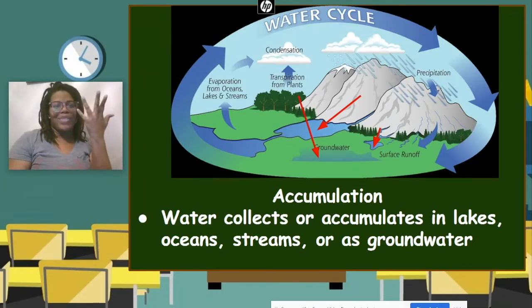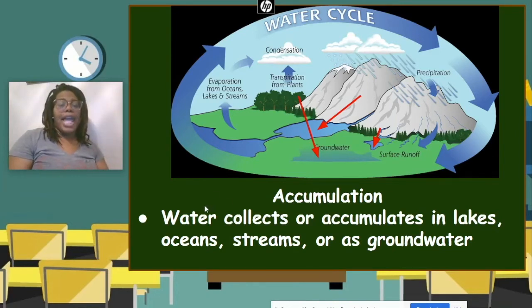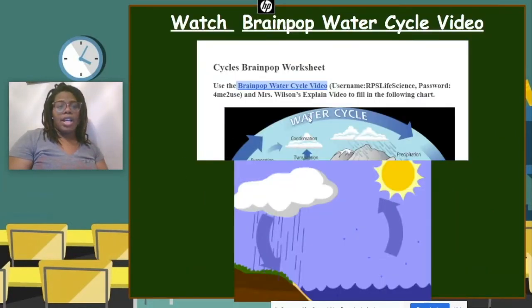You need to know those five. All right. In your science workbook, you have a page that says Cycles Brain Pop Worksheet. And it says use the Brain Pop water cycle video and Miss Wilson's explain video to fill in the following chart. So you should have that chart open.